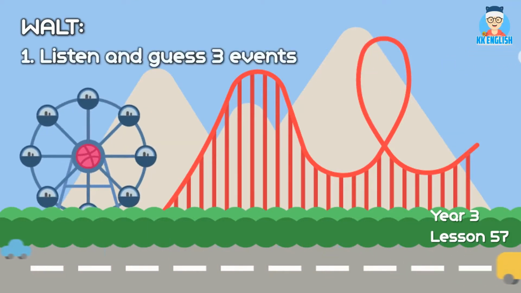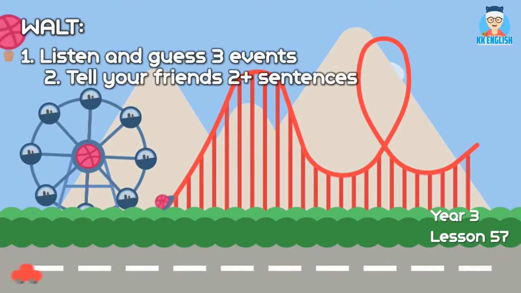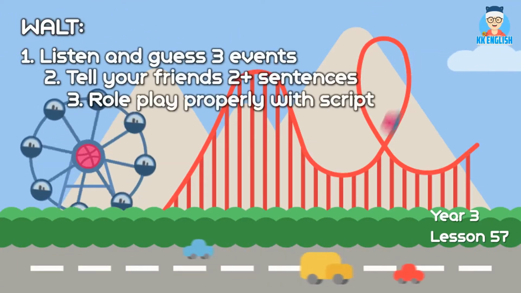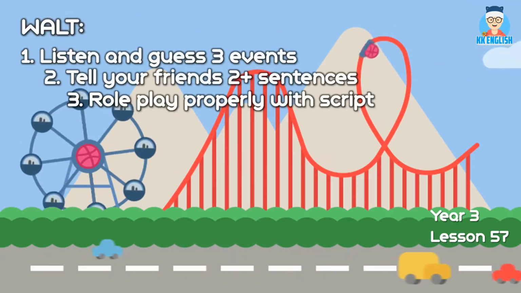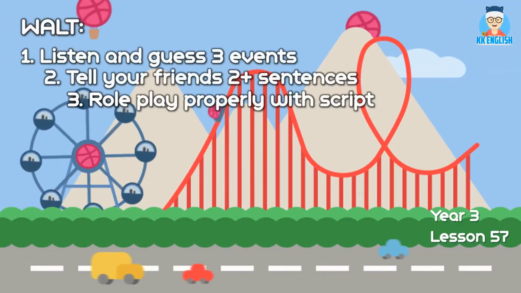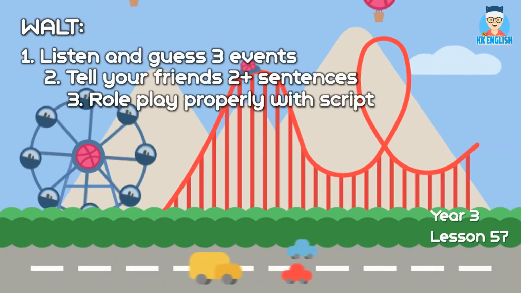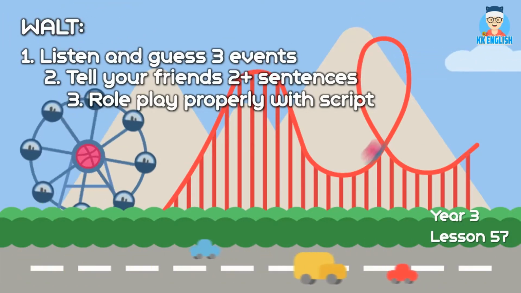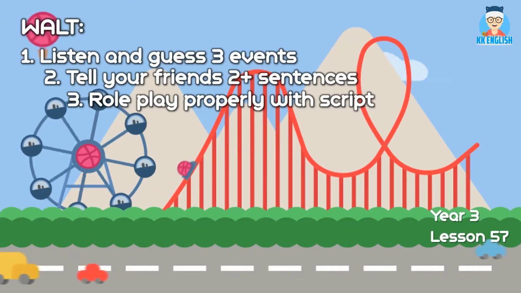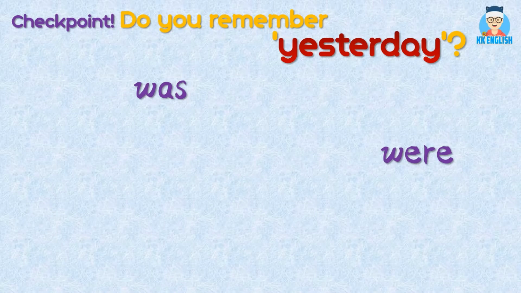We are learning to listen and guess 3 events. Tell your friends 2 or more sentences and role play properly with script. 那我们今天要看3年级的第57课。首先第一个我们要做的目标是要学习听，然后猜出3个以上的活动。那第二呢，你要告诉你的朋友2个以上的正确句子，以及最后呢，我们要完成的是演出一个有稿的短句。好来，话不多说，Let's start. Checkpoint. Do you remember yesterday?